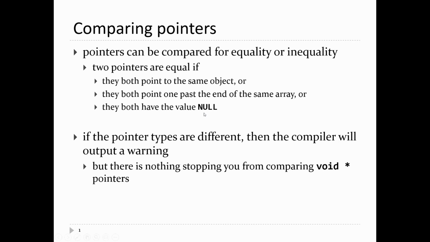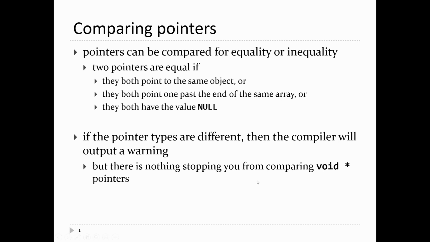And then you can have what's called a null pointer, a pointer that points to nothing. Two null pointers are considered equal in C. Now, you can have pointers that point to different objects of different types. You're still allowed to compare them for equality, but the compiler will issue a warning, because it doesn't really make sense to compare a pointer to an int with a pointer to a double. If you're doing that, you're probably doing something wrong. But the language allows it.